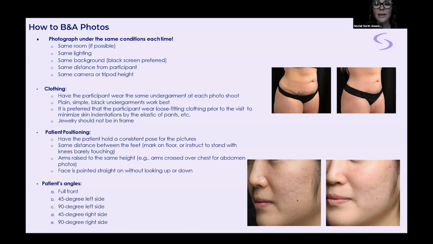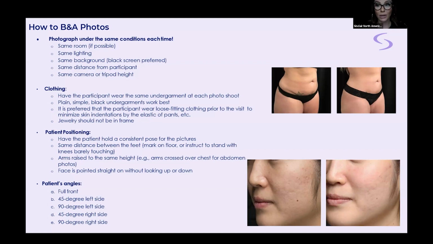Okay. Patient angles. So important. Never just take a full front zero degree angle. I cannot tell you how many times I've had emails to the clinical department saying, we don't know if we see a result. We're treating her submental. Will you take a look at their photos? And they send them to me and I ask them for more photos and they say, that's it. And it's only this angle. How in the world am I going to see if there's any result when that's all they have?